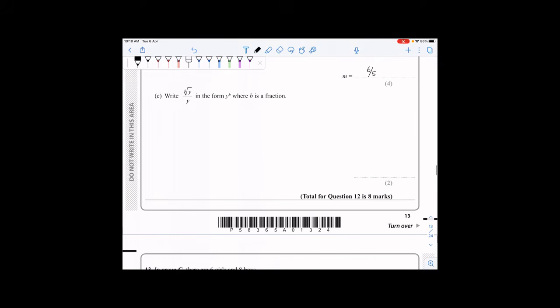And then C, we need to write down the fourth root of y over y in the form of y to the power of b, where b is a fraction. Well, the fourth root of y is just y to the power of a quarter, and y is just y to the 1. And if you've got division with a common base, all you need to do is subtract the indices. So it's y to the 1 over 4 minus 1, which is y to the minus 3 over 4.